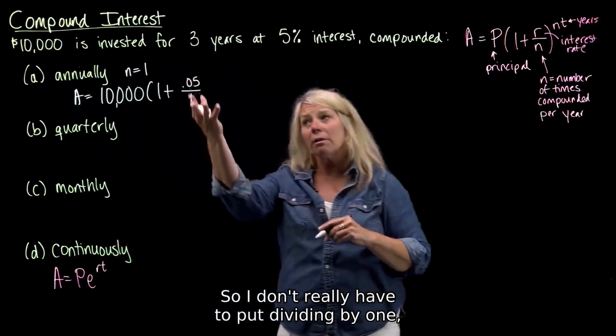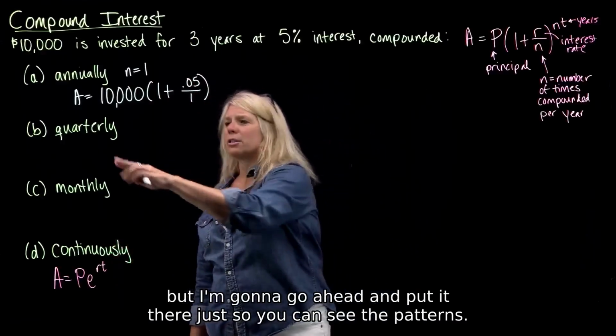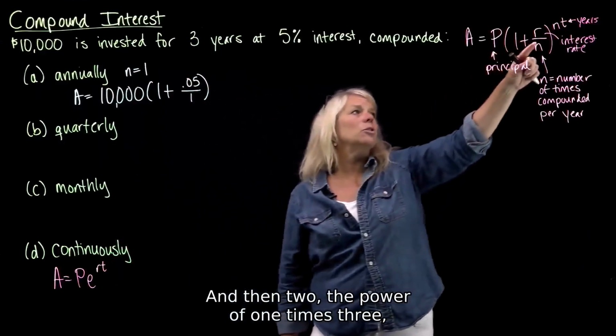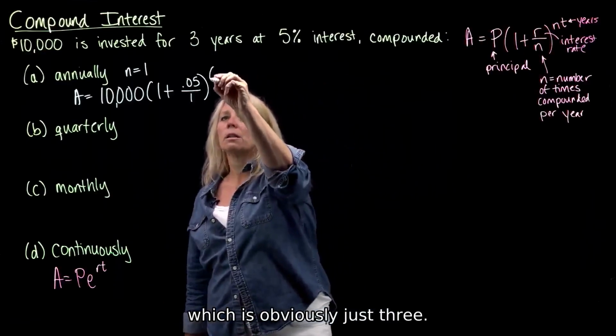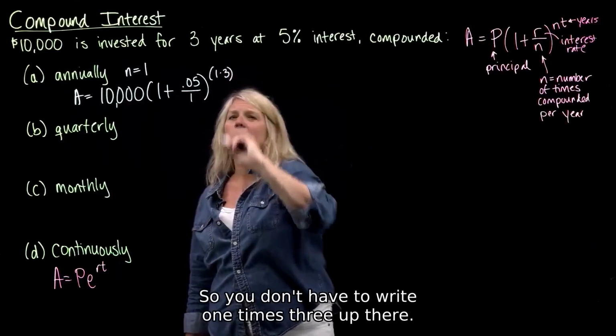So I don't really have to put dividing by 1, but I'm going to go ahead and put it there just so you can see the patterns. And then to the power of 1 times 3, which is obviously just 3. So you don't have to write 1 times 3 up there.